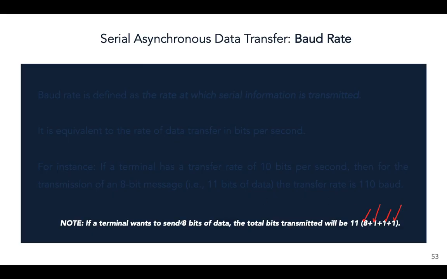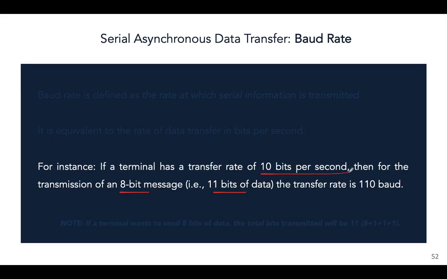So the actual data that is sent is the given number of bits plus 1 start bit plus 2 stop bits. Unless it is specified in the question itself how many stop bits there are, you have to assume 2 stop bits. So actually 11 bits will be transmitted, and for 11 bits at 10 bits per second, you have the baud rate of 110.